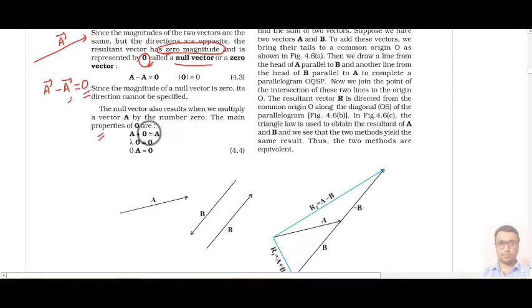Next property is that if you add null vector to a particular vector, then you will get the same vector. For example, if you are adding null vector to vector A, then you will get the same vector A. Next thing is that if you multiply any given vector A by null vector, then your answer is again null vector. For example, if you multiply any vector A by null vector, then the resultant will be a null vector only.